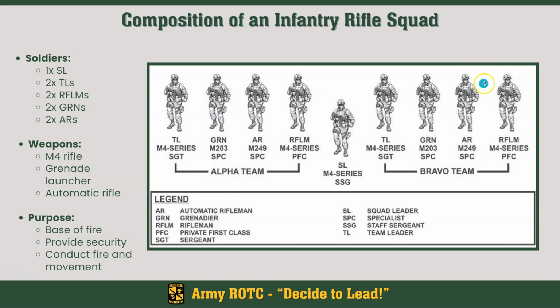Now the teams are going to be labeled Alpha, Bravo. Sometimes you'll see a Charlie team. The teams are labeled that way so they know which one they belong to. And the purpose of this infantry rifle squad is to provide a base of fire, provide security, and then conduct fire and movement. In follow-on lessons, you'll learn more about the roles that each person plays and what responsibilities they have in terms of movement, formations, and reacting to direct fire, but we're not going to talk about that today.